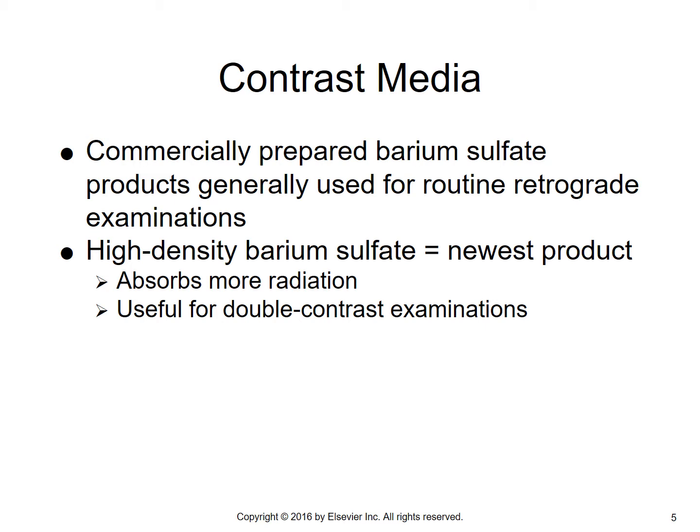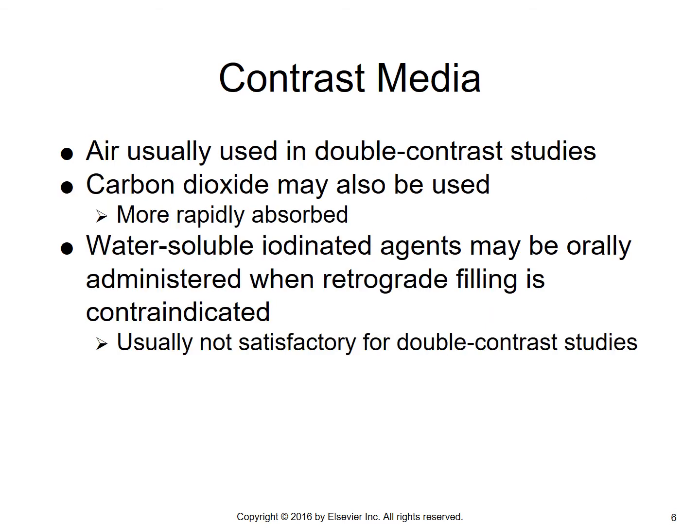We're going to use high density barium sulfate. It's going to absorb more radiation, and it's very useful for double contrast examinations. As I mentioned, air is usually used in the double contrast studies. Carbon dioxide can also be used. It's more rapidly absorbed than air would be by the body.